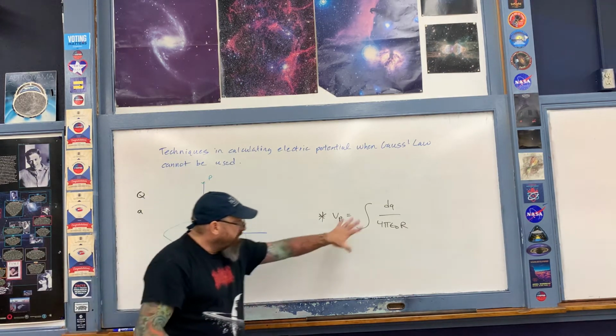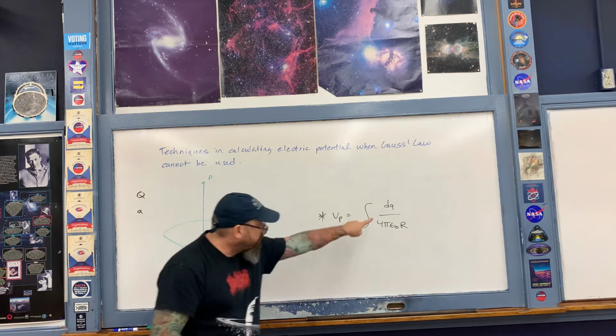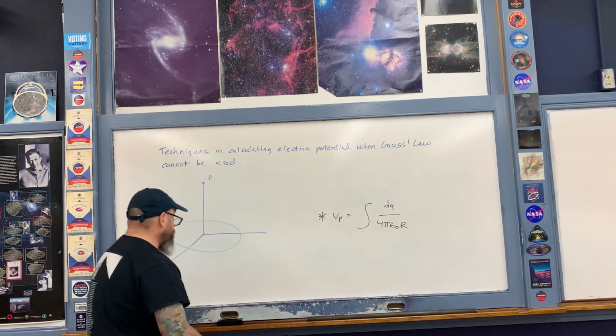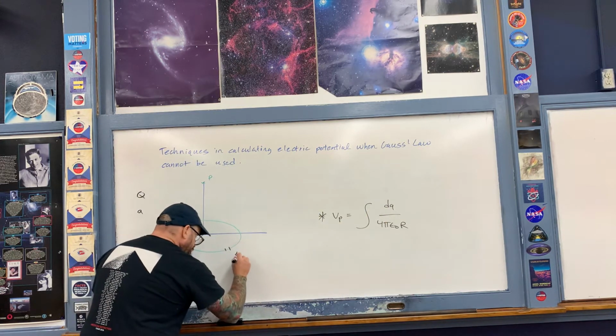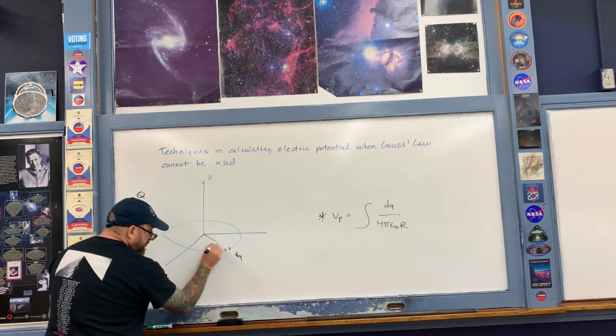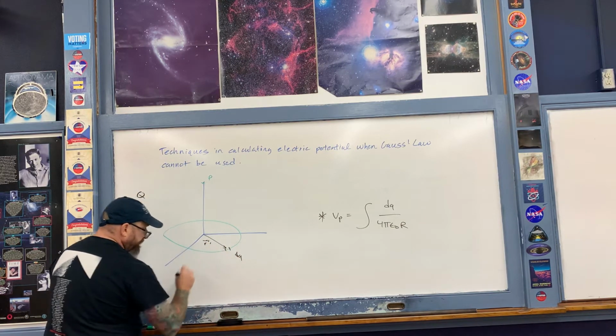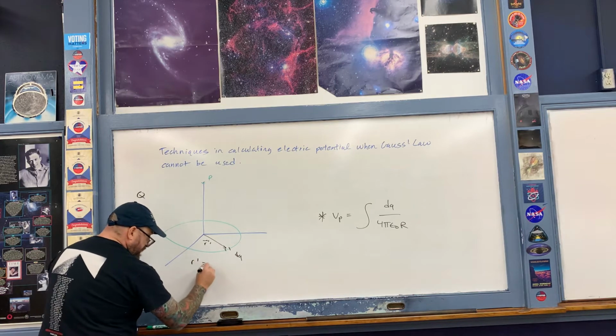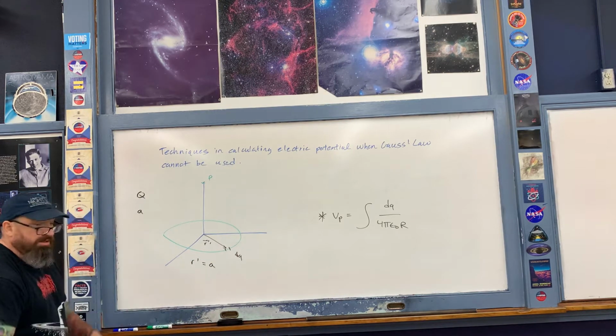Okay, now let's go ahead and build this integral. And in order to do so, we take a look at a little dq first. So right here is the little dq, and then right here is its position vector, r prime. Okay, that position vector's magnitude, however, is just A, the radius of the ring.